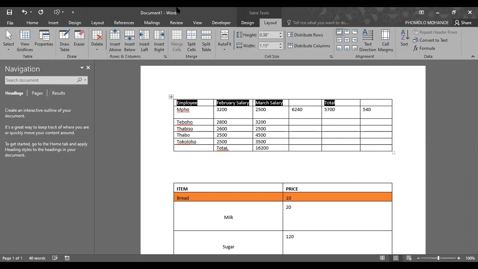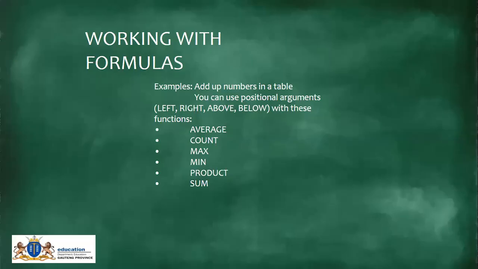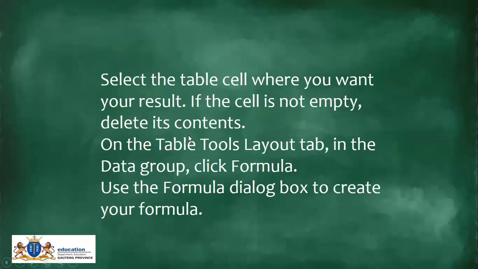So I believe we all understand now, guys, okay? So we give me the formulas. Example, add up numbers in the table. You can use positional arguments. These are the positional arguments, like left, right, above, below, with these functions here. The positional argument tells you whether whatever you want to add is on the right, left, above, or below. So these are the positional arguments, guys. Let us be careful about that whenever we do this adding of data or information. But the functions always need to be there.